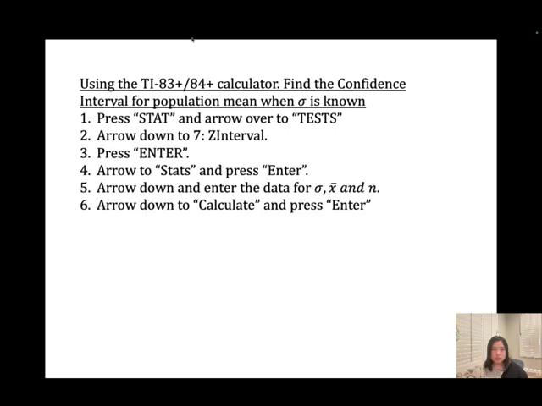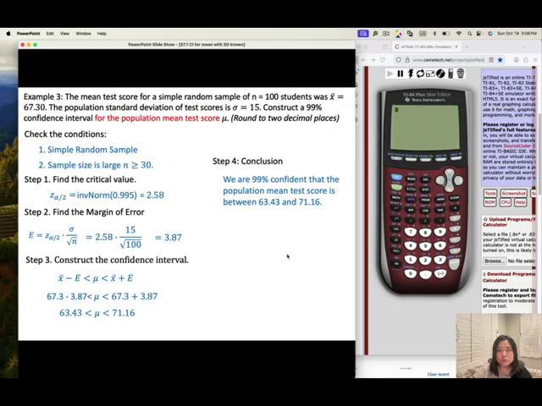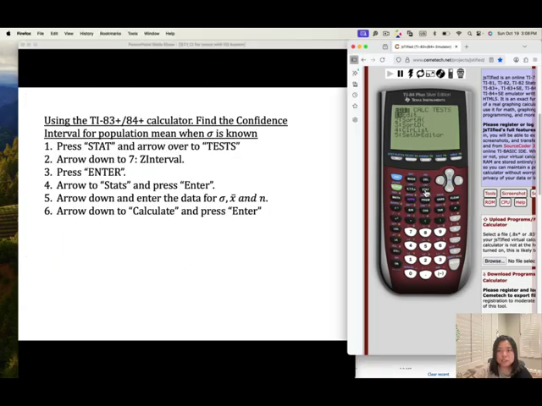Here will be the instruction on how to use your TI-84 calculator. Let's try to do it together. Go to STAT here. Go to TEST, using the white arrow button. Then go to ZInterval. This is the Z distribution confidence interval.